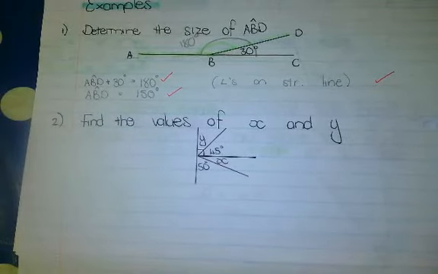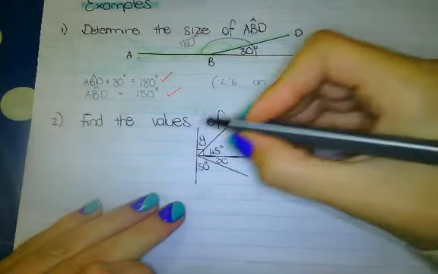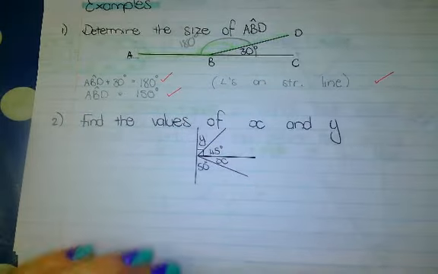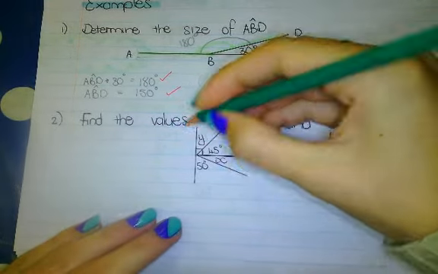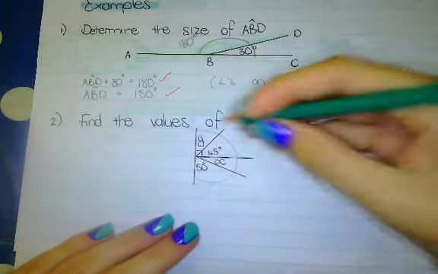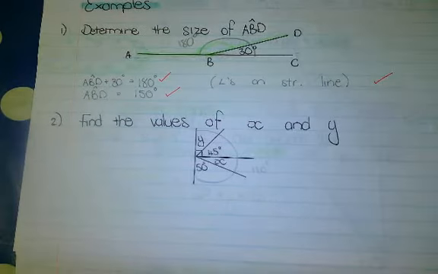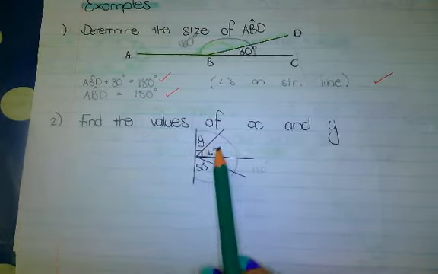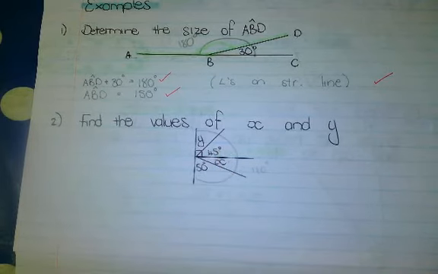Okay, next one. Find the values of x and y. A little bit tricky one. We can see that we've got a straight line going down. All of these together must add up to 180. If I go and write that as an equation, my equation will say y plus 45 plus x plus 50 equals 180.